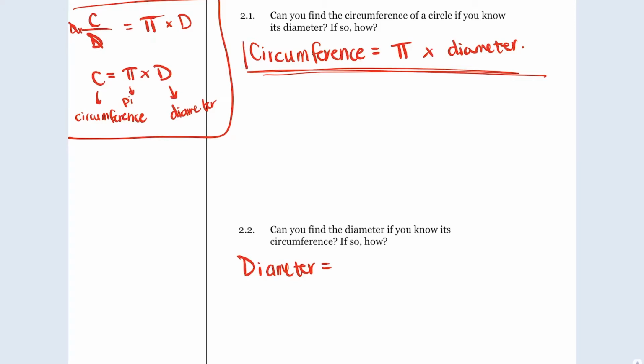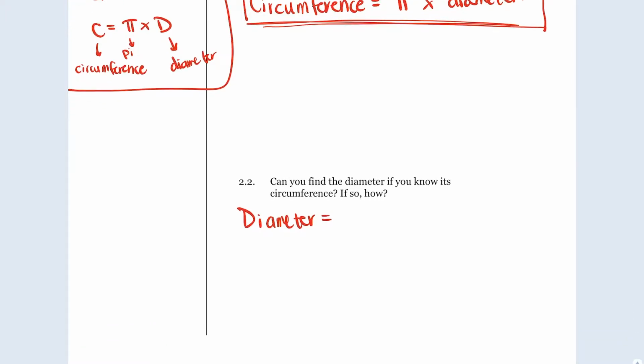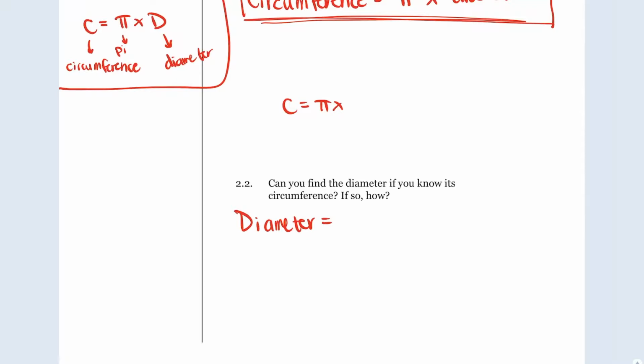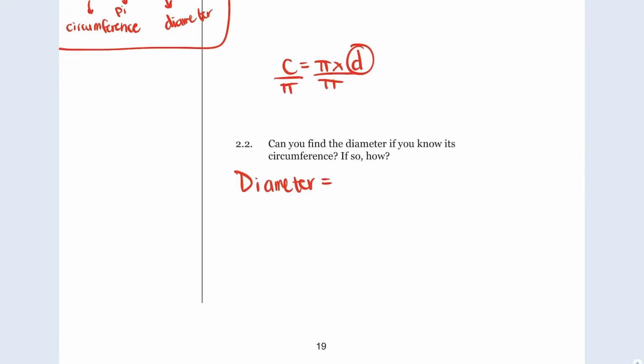So I think it would be beneficial to use circumference equals pi times diameter to help me solve 2.2. So c equals pi times d. Now remember, what am I solving for? I'm looking for the diameter. Diameter is right here, and it's being multiplied by something. So I need to isolate it, get it by itself. In order to get rid of this pi, I'm going to divide both sides of my equation by pi, and now I get c, the circumference, divided by pi is equal to the diameter, because these would then cancel each other out.